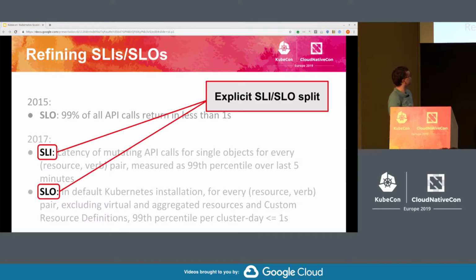So the first thing is that we explicitly split the SLI from the SLO. This is very important because the SLI is a way of measuring things. It defines how we measure stuff. The SLO is only saying what we guarantee for those metrics and when we guarantee it. So let's take a look at how we define those.